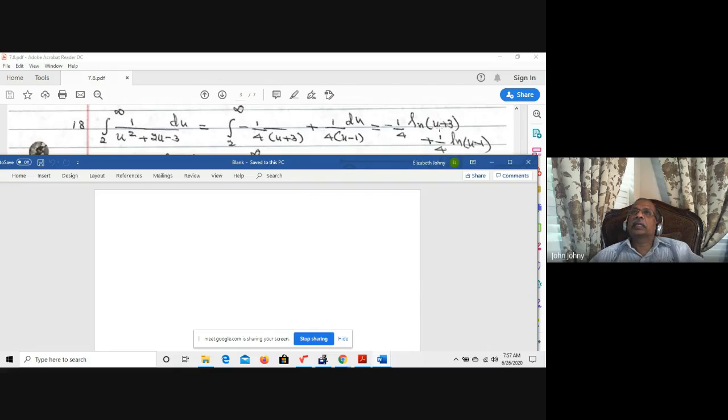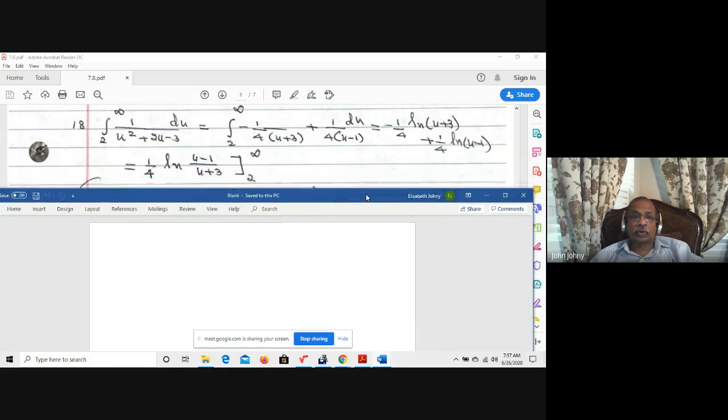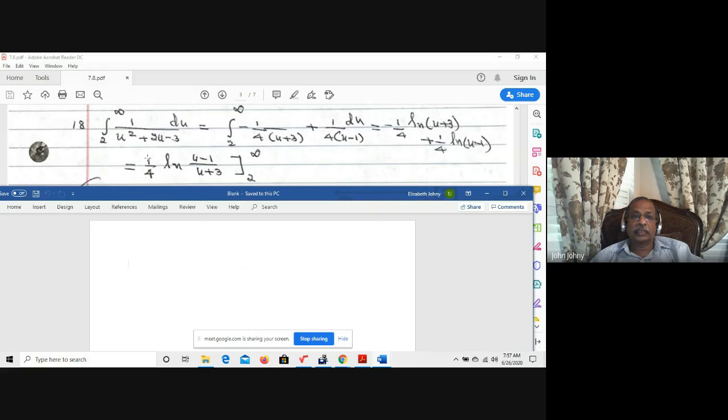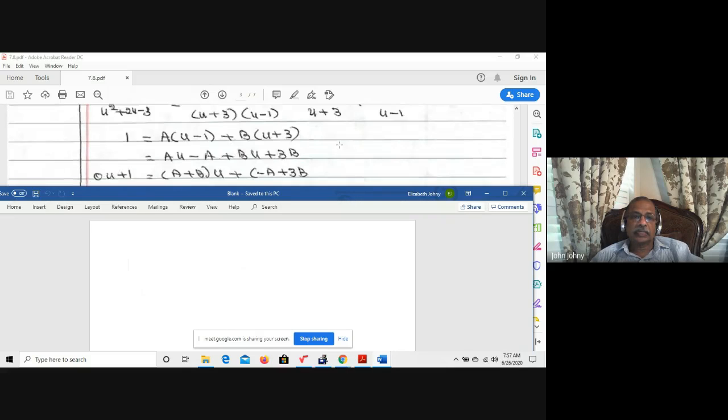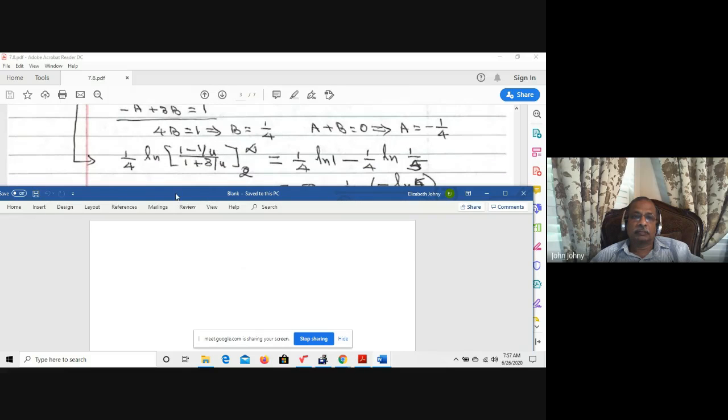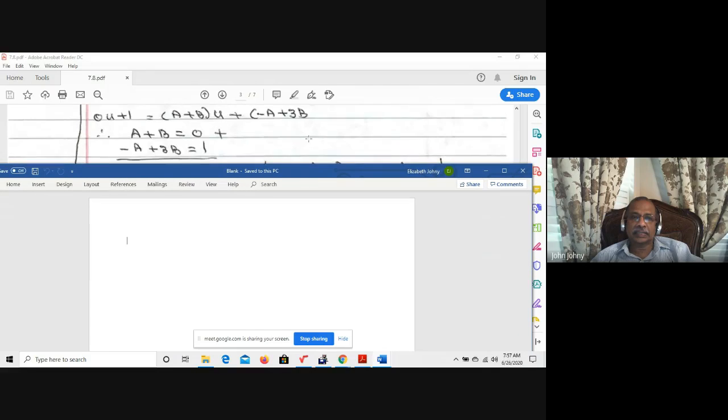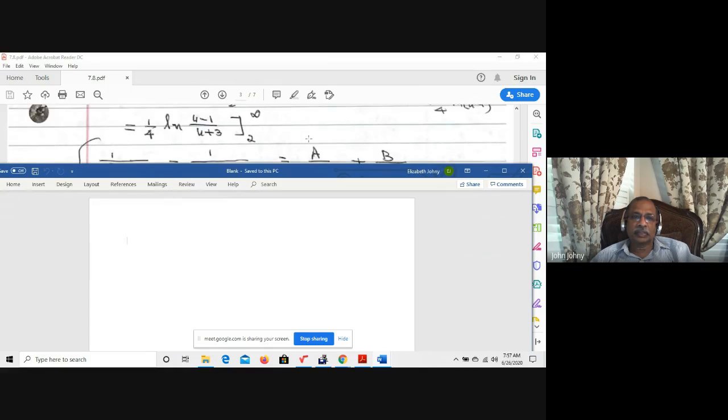I did not write the absolute value sign. Do you know why? Because u is positive, 2 to infinity. So u is above 2 means u minus 1 is positive always, so you don't have to write the absolute value sign. So that is equal to 1/4 times natural log of u minus 1 over u plus 3, because the first term is negative. And that is equal to 1/4 times natural log of 1 minus 1 over u divided by 1 plus 3 over u. The reason is we are going to substitute infinity here.